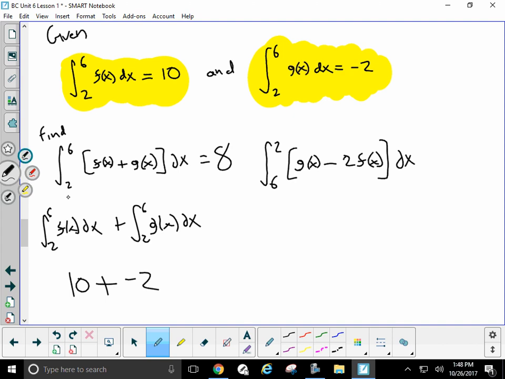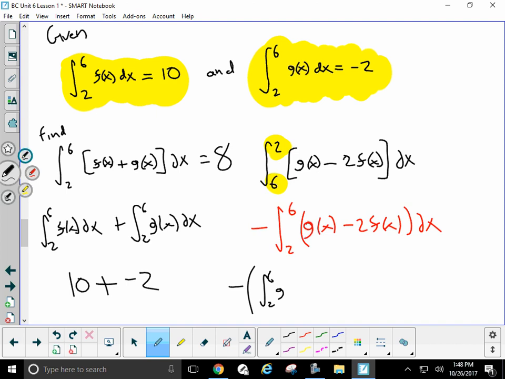Now, this one, careful, 6 to 2. Opposite of 2 to 6. I'm going to start out immediately and say, I'm going to find my answer from 2 to 6, and then take the opposite of it. Now, I'm going to take the opposite of the area from 2 to 6 over g. I'm going to split this up. Minus 2 times the area from 2 to 6 under f.